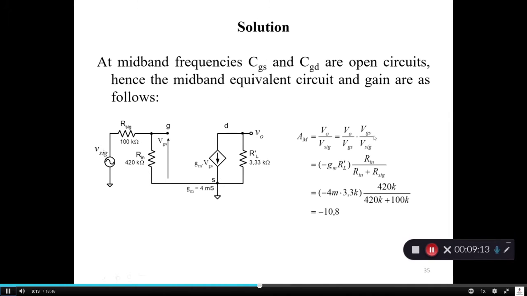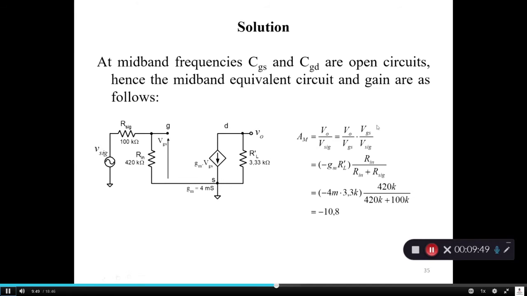Now using this formula, VO upon VGS: this is the VO, this is the VGS. What is the voltage gain for this section? Think about the Analog Electronics 1 lecture in which we used the formula minus GM into RD. Similarly, the voltage gain here is minus GM into the resistance in this section, which is R dash L. Minus GM into R dash L is the voltage gain for this section.